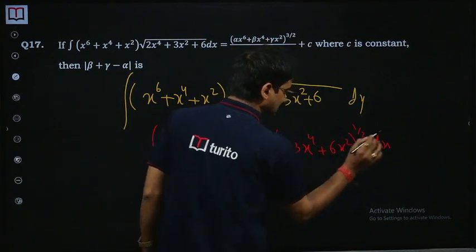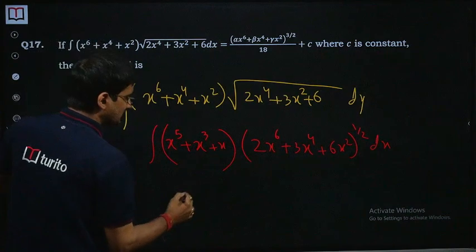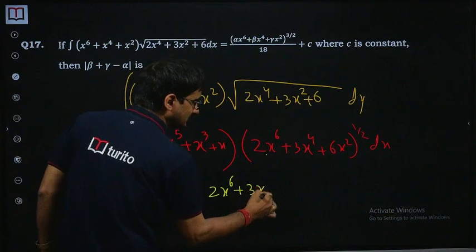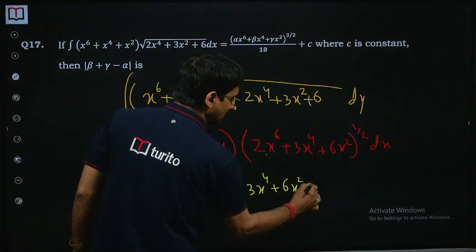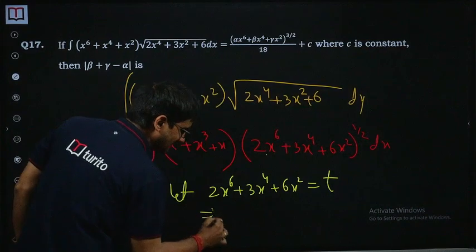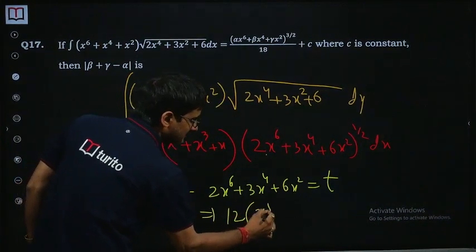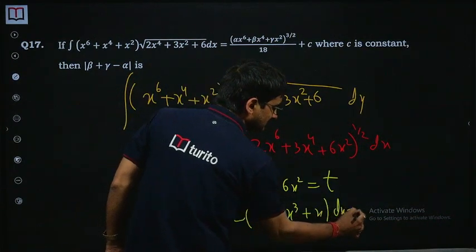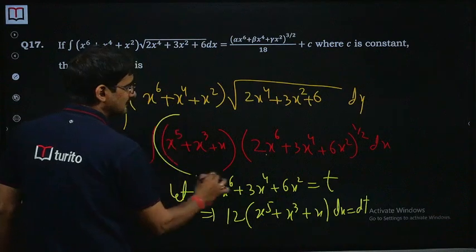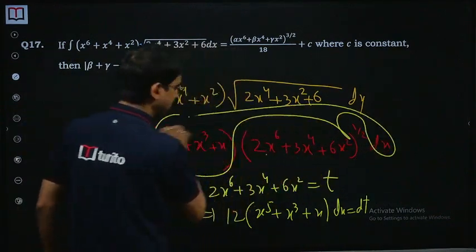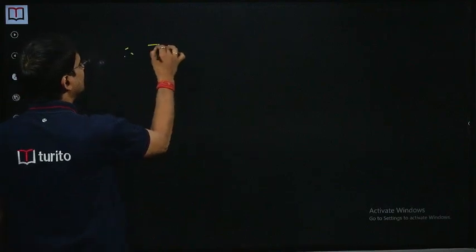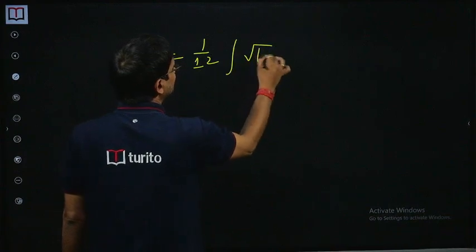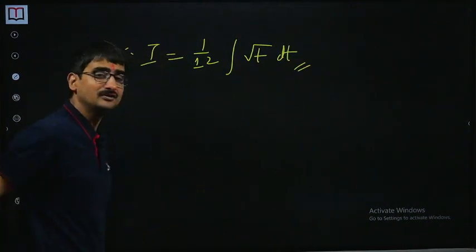to the power half, dx. Now let this thing, 2x raised power 6, 3 times x raised power 4 plus 6 times x square, be t. Differentiate. So 12 common, x raised power 5 plus x raised power 3 plus x dx is dt. That's it. So that's your term here, dx. Okay, so therefore the integral is 1 by 12 root t dt, and then you have your answer.